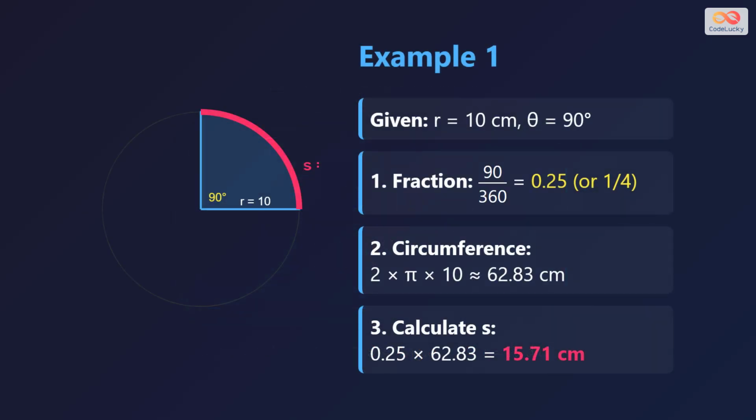Let's try an example. Suppose the radius is 10 centimeters and the angle is 90 degrees. First, 90 divided by 360 is 1/4. The total circumference is 2 times pi times 10, which is about 62.83. 1/4 of that is 15.71 centimeters.